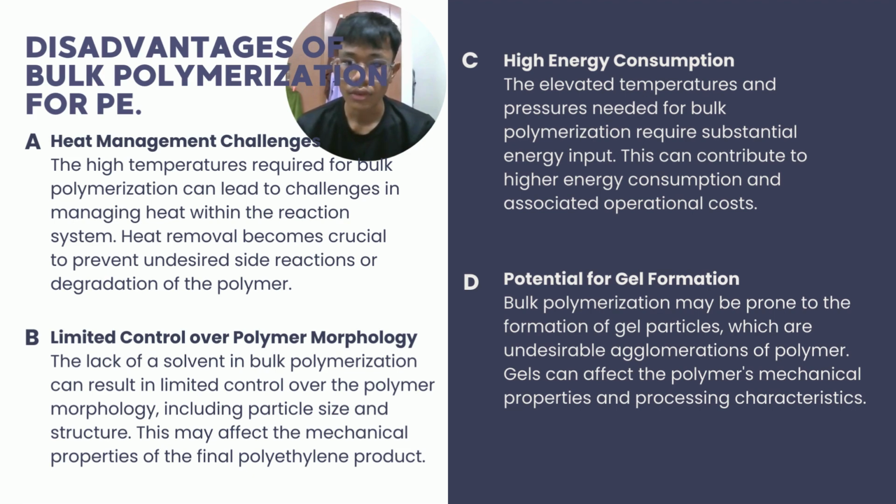The lack of a solvent in bulk polymerization can result in limited control over the polymer morphology, including particle size and structure. This may affect the mechanical properties of the final polyethylene product. Number three is high energy consumption.